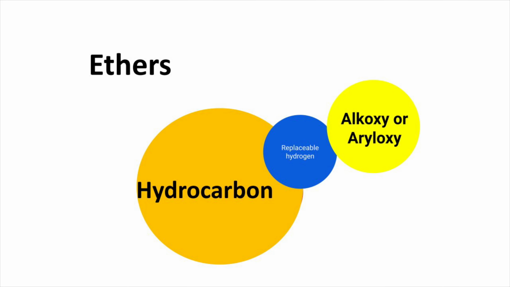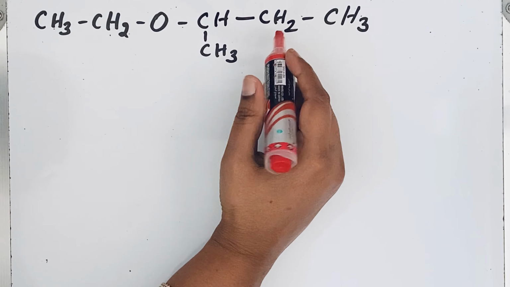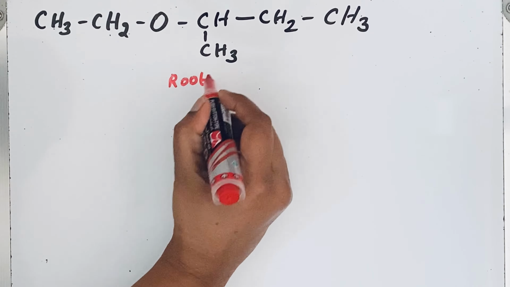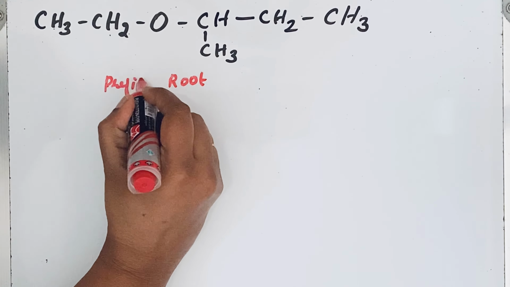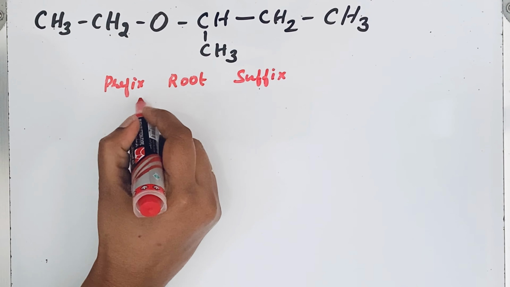The substitution of a hydrogen atom in a hydrocarbon by an alkoxy or araloxy group gives a group of compounds called ethers. We are here to write the IUPAC name for the given ether, CH3CH2OCH2CH2CH3. First, draw the format which contains root, prefix and suffix. For prefix and suffix, we have primary and secondary.